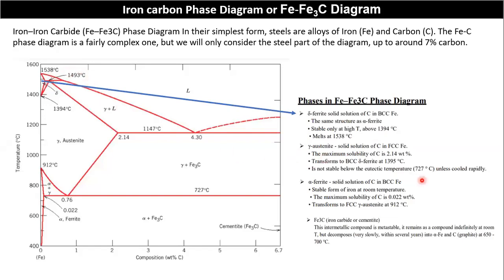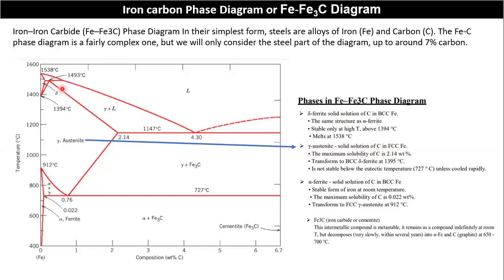Now the second one, gamma austenite. It is also a solid solution. What is the meaning of solid solution? It is not a pure solid, it is a partial solid. So gamma austenite is a solid solution of carbon in the FCC structure of iron.